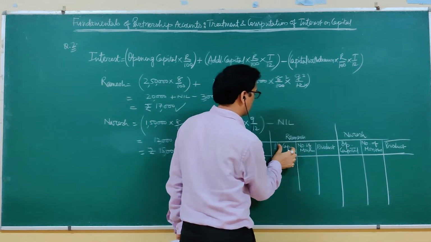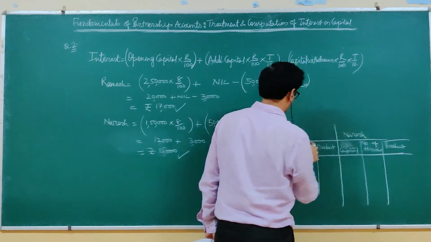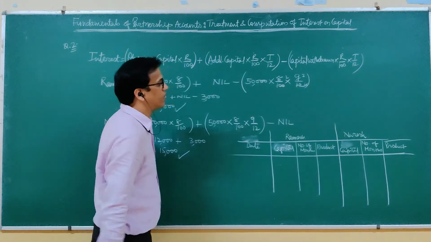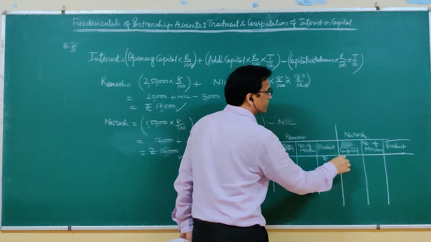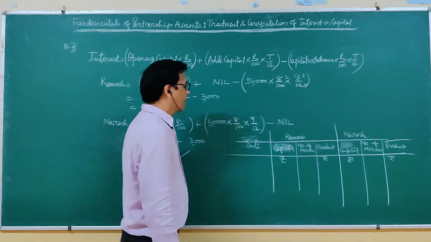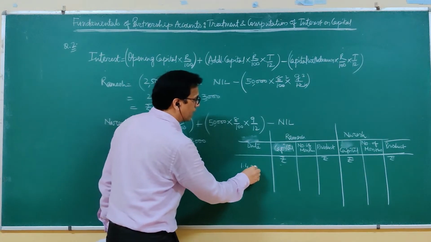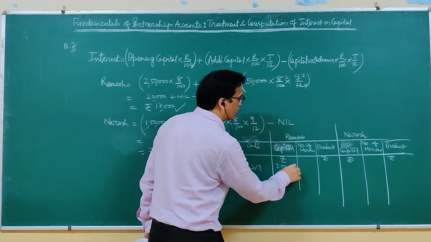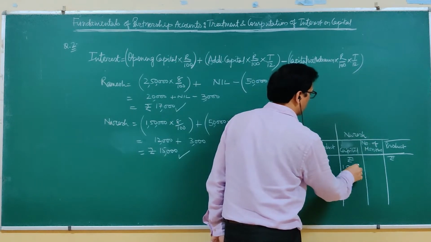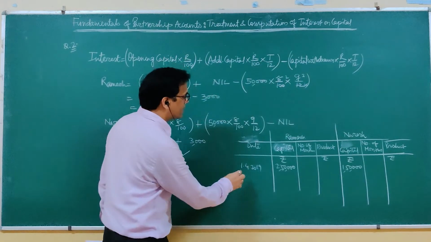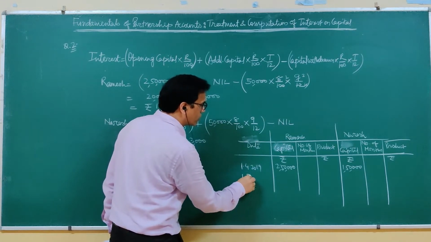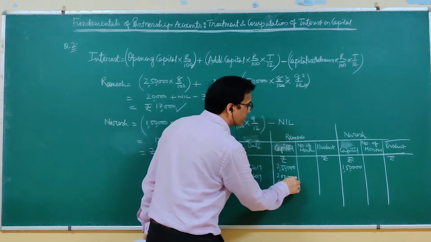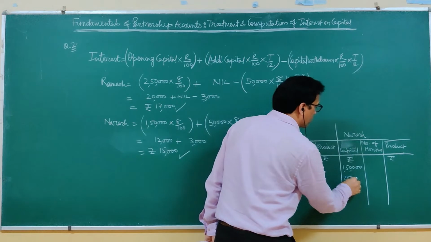Instead of opening capital, let us write only capital amount. So on a particular date, the balance will be written. This will be in rupees. On 1st April 2019, the amount of capital of Ramesh is 2,50,000 rupees, whereas of Naresh it is 1,50,000 rupees. Then it changed on 1st of July 2019. It became 2 lakh rupees, and here also it became 2 lakh rupees.